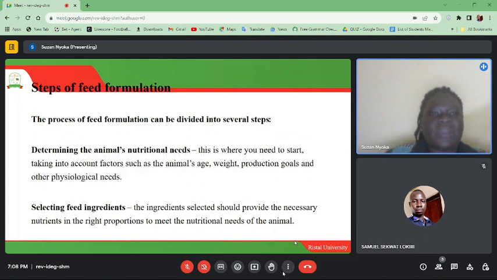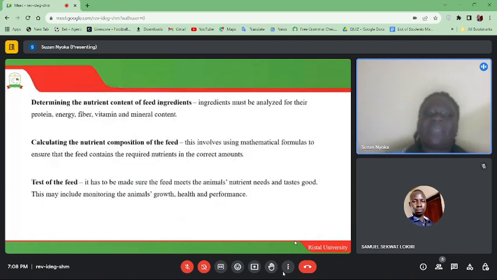Types of feed formulation. The process of feed formulation can be divided into several steps. Step number one is determining the animal's nutritional needs. This is where you need to start taking into account factors such as the animal's age, weight, production goals, and other physiological needs. Two is selecting feed ingredients. The ingredients selected should provide the necessary nutrients in the right proportion to meet the nutritional needs of the animal. Step three is determining the nutrient content of feed ingredients. Ingredients must be analyzed for their protein, energy, fiber, vitamin, and mineral content.